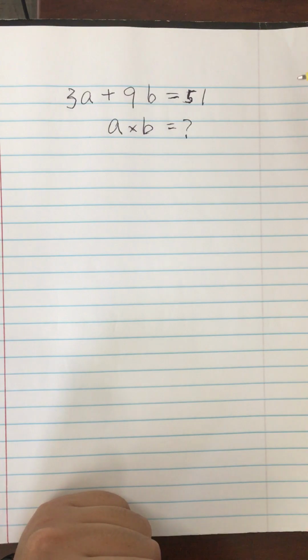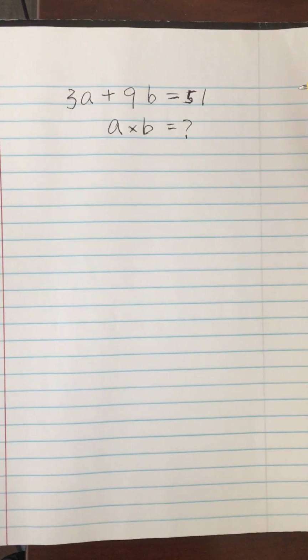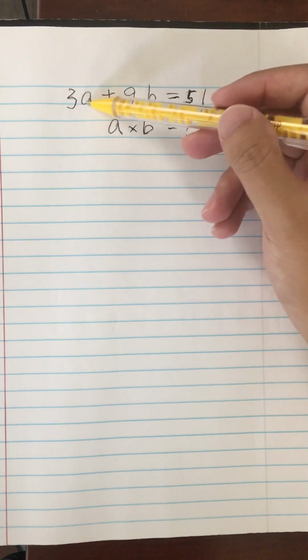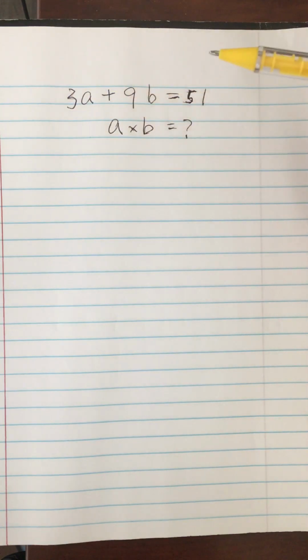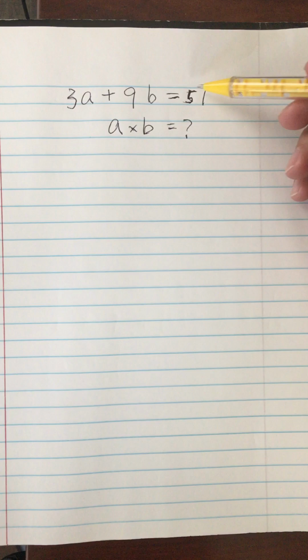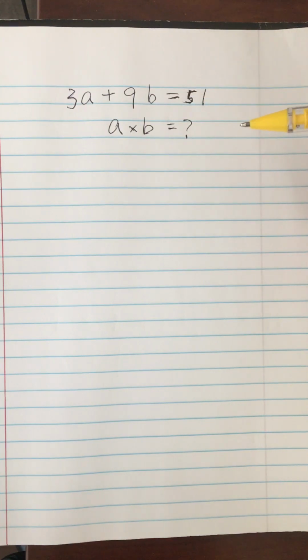So we have to resort to some other information. We know that a and b are prime numbers, so they are integers. So you have one integer plus another integer. 3a is an integer, 9b is another integer. You add them together, you end up with 51, right? 51 is an odd number. So here we can try to use the properties of even and odd numbers.